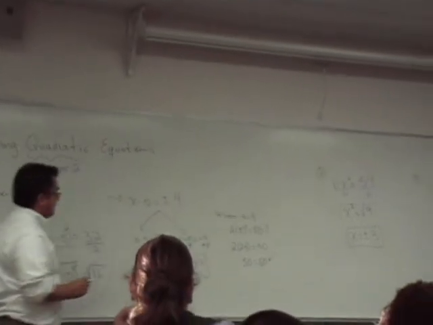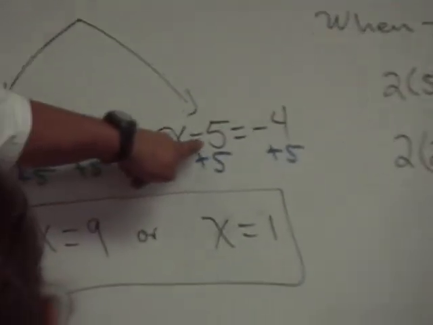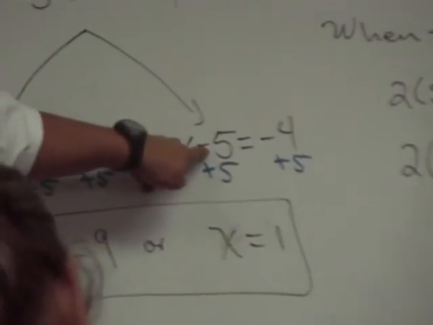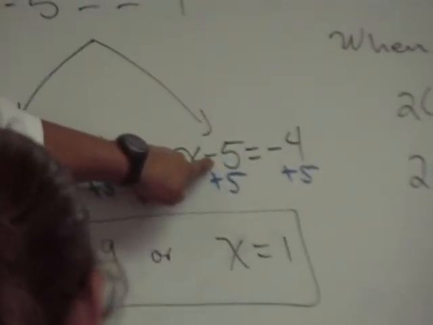How come you're not subtracting 5 on the second one? Because I have a minus 5. I do the opposite operation of whatever this sign has.